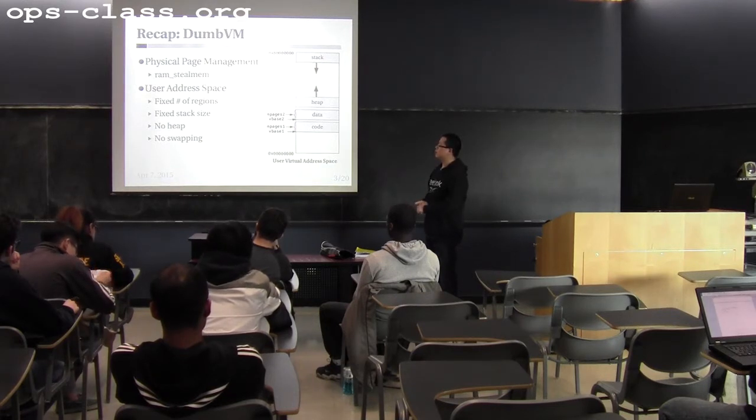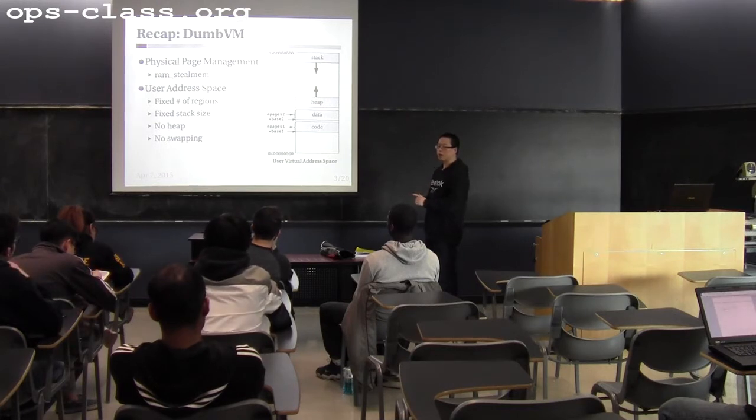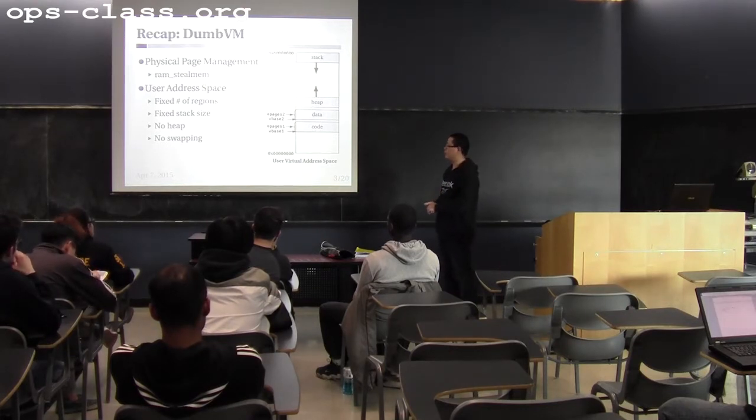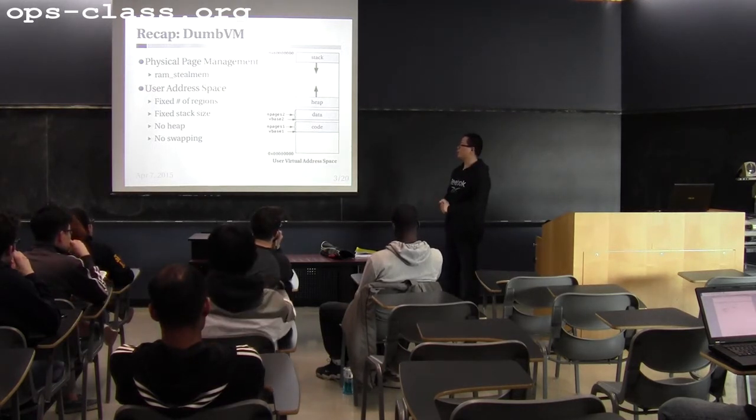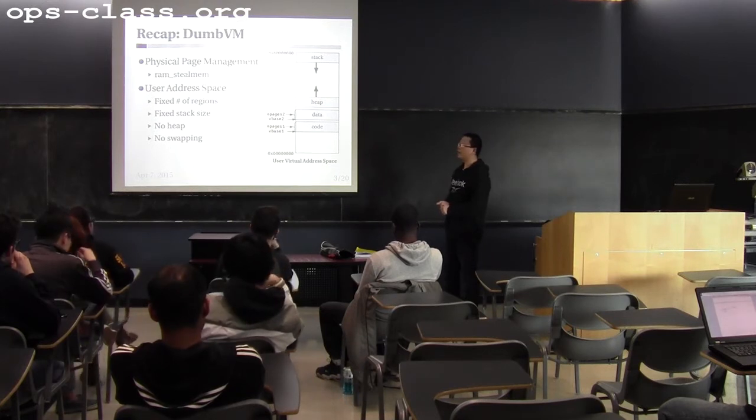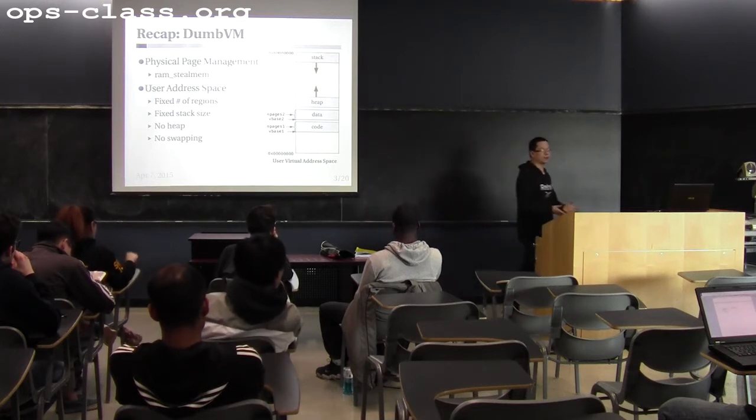And for the user address space, dumb VM makes some very strict assumptions of what the user address space looks like, right? It assumes that the user address space always has a fixed number of regions, which is 2 in this case: code region and data region. And the stack size is also fixed, right? Whether you are a tiny bin program or you are a heavyweight fork bomb, it will allocate the same stack size for every user process. And it doesn't support heap, so there is no heap region, first of all, and there is no sbreak syscall support. And finally, dumb VM doesn't support swapping, which means that when it runs out of all the physical pages, it will just panic instead of doing something smart like swapping some pages out.